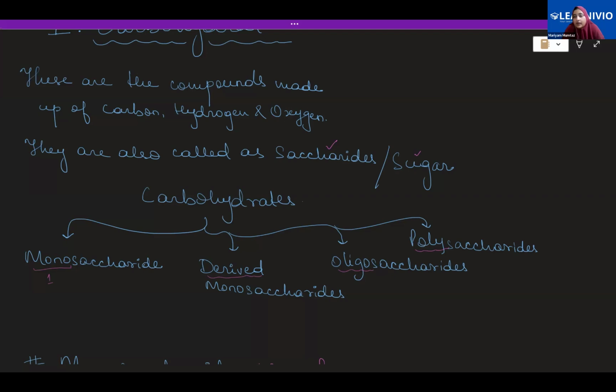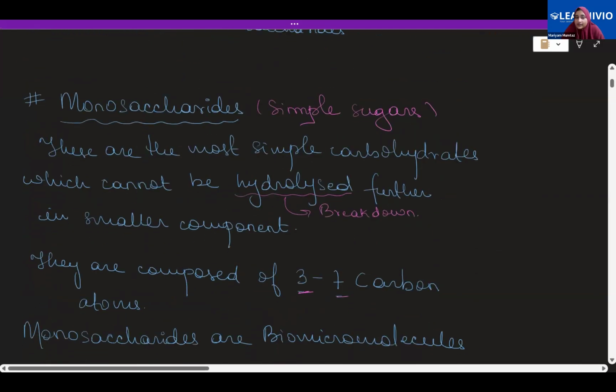Is it clear? The reason why I'm telling you this is because now you are going to differentiate the carbohydrates into different types. So there has to be some sort of basis of classification. So here you're going to see different types of carbohydrates depending upon the monomeric unit. Like what is the monomer or how many monomers there are. Clear? So we're going to start with monosaccharides. These are the most simple sugars.